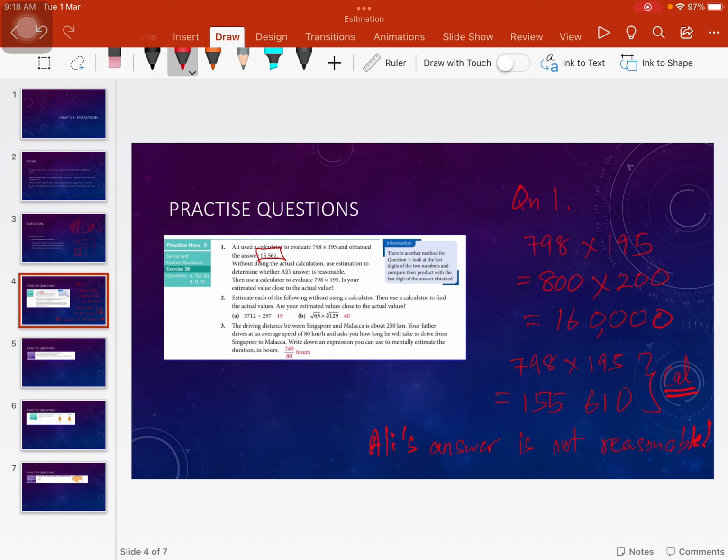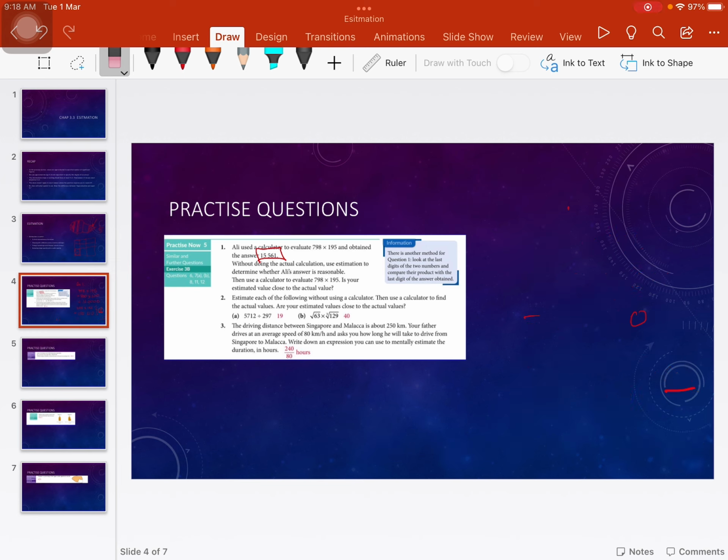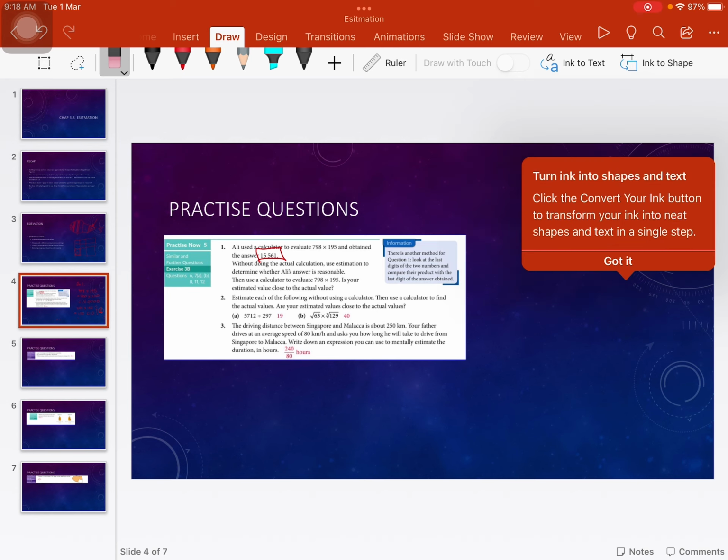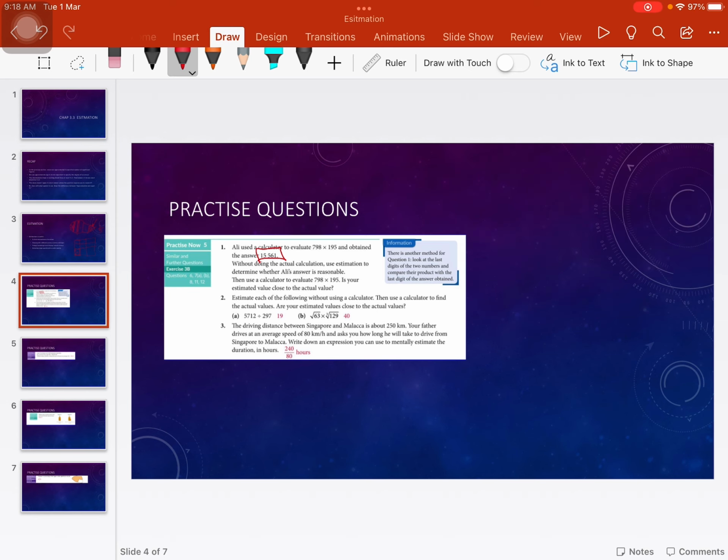Now let's move on to the next question. Now let's look at question number 2. This is to do with computation as well. So you are given this value, 5712 divided by 297. So how do I approximate this?